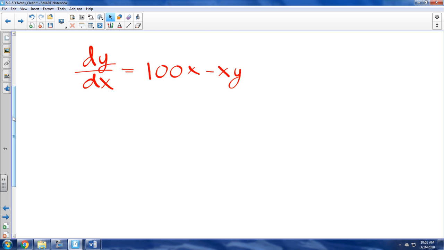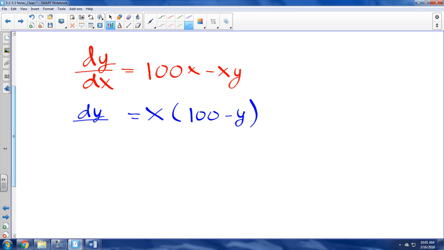Yes. So we will factor out an x. So if we take an x out, we have 100 minus y. And we're closer to getting them separated. We haven't really gotten there, but we're definitely closer.